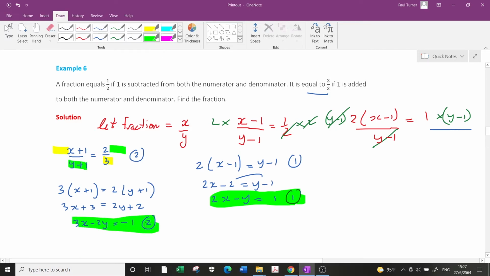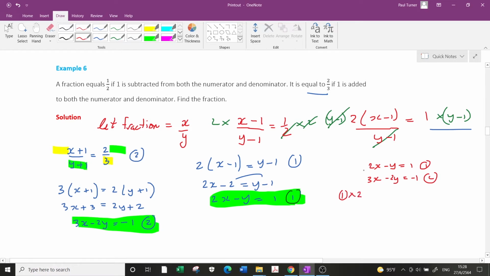So those are our 2 equations. So let's put them together and solve them. We'll do that in red. So 2x minus y equals 1. And then we have 3x minus 2y equals minus 1, equation 2. So I'm seeing a minus y and a minus 2y. So I'm thinking I'll multiply 1. I'm going to multiply equation 1 by 2.